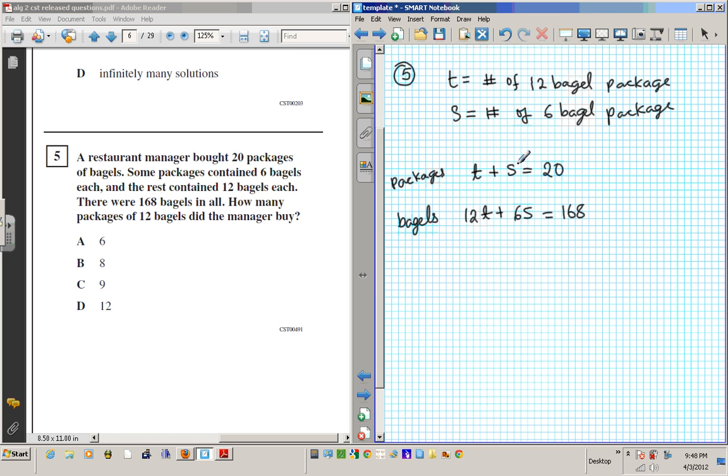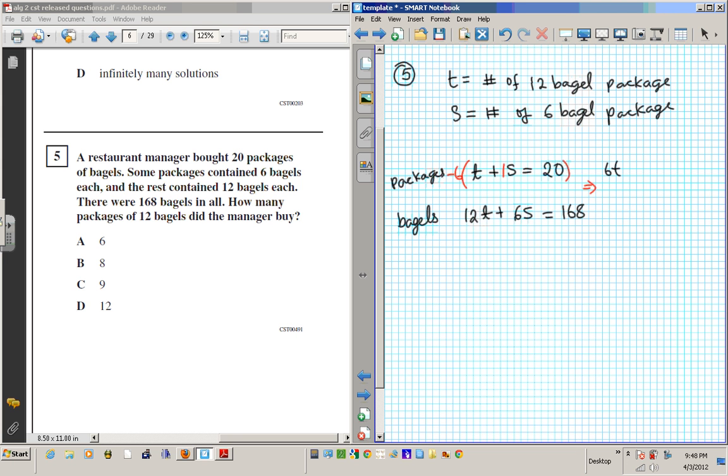How do we eliminate S? We need to make opposites, right? Because if we eliminate S, T is going to be our final answer. We have a 1 here. What is the LCD of 1 and 6? The LCD is 6, right? Basically, if I can make this the opposite of this, I'll be fine. I need to make this negative 6, the opposite of this. The target is 6, so I'm going to multiply the top equation by negative 6.